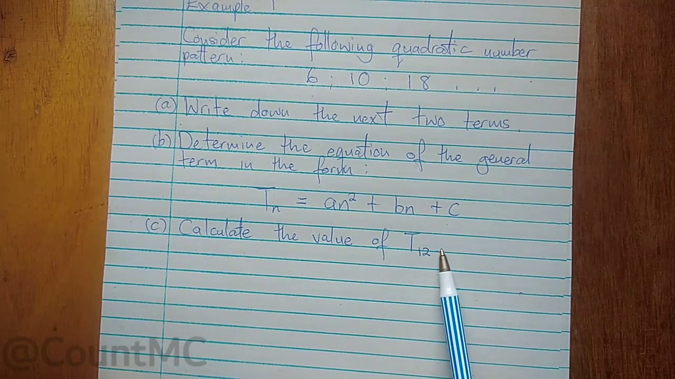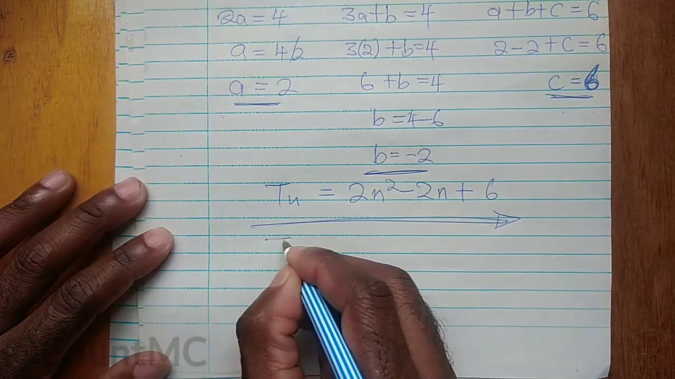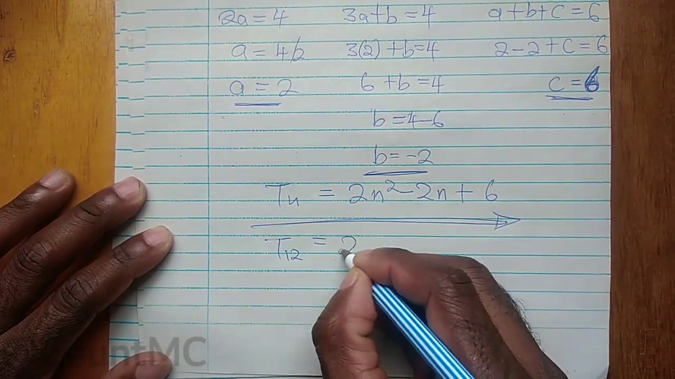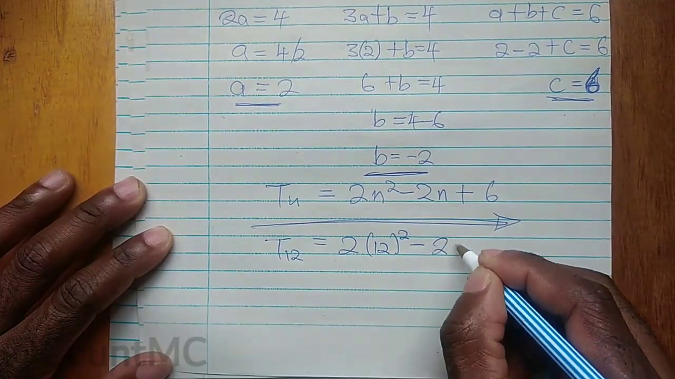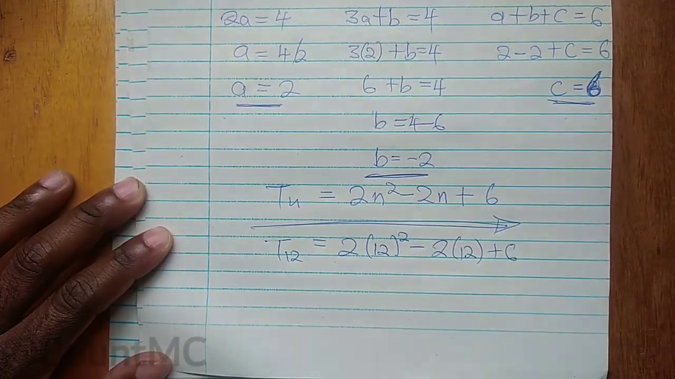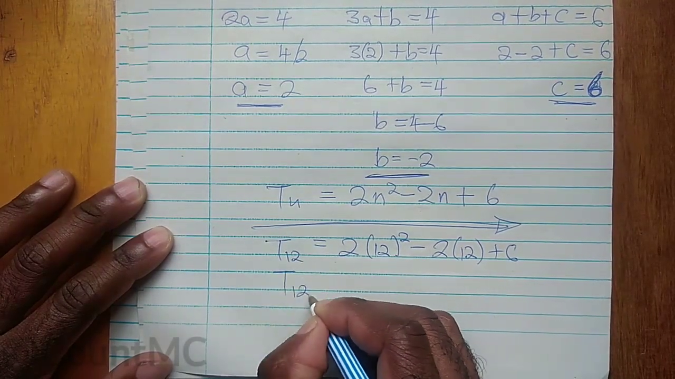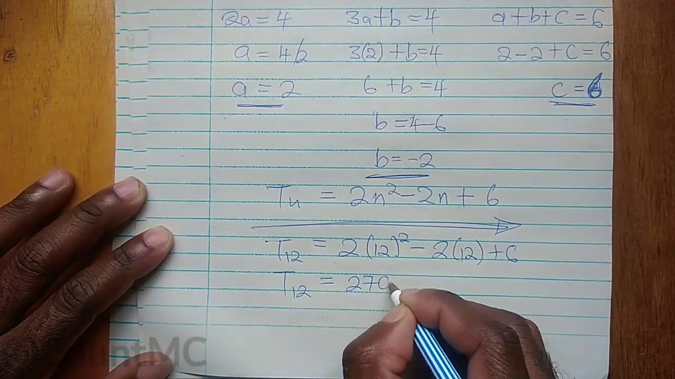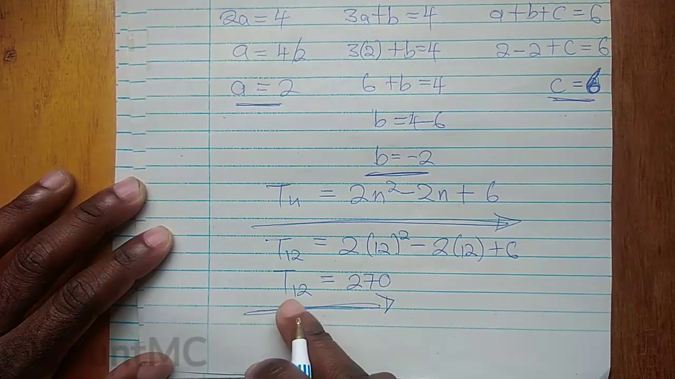Calculate the value of T12. This means calculate the 12th term. N is equals to 12. With n equals to 12, T12 is equals to 2 times 12 squared minus 2 times 12 plus 6. You can put that in your calculator. T12 is equals to 270. So the 12th term is 270.